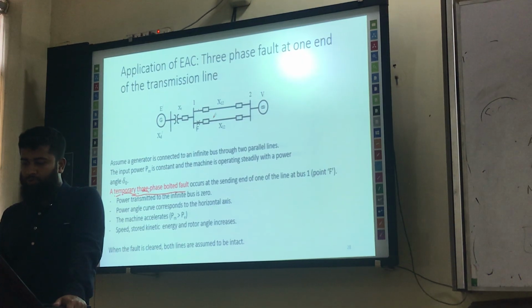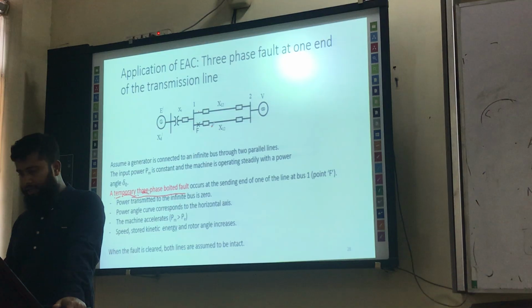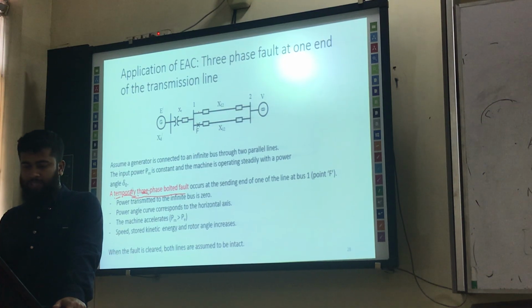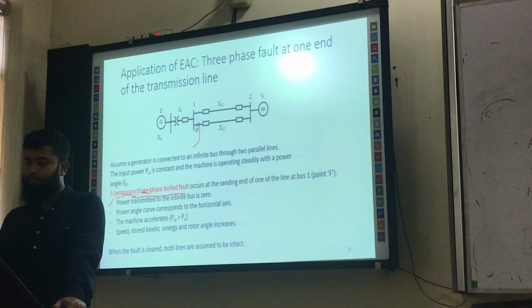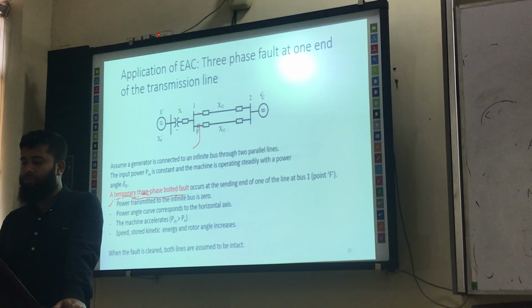Then due to this, actually, we said that the power transmitted to the infinite bus will be zero. Why? Because there will be a short circuit path from here to the ground, and all of the power will be returning back to the system again. So there will be no power transmitted to the infinite bus, to the road side.